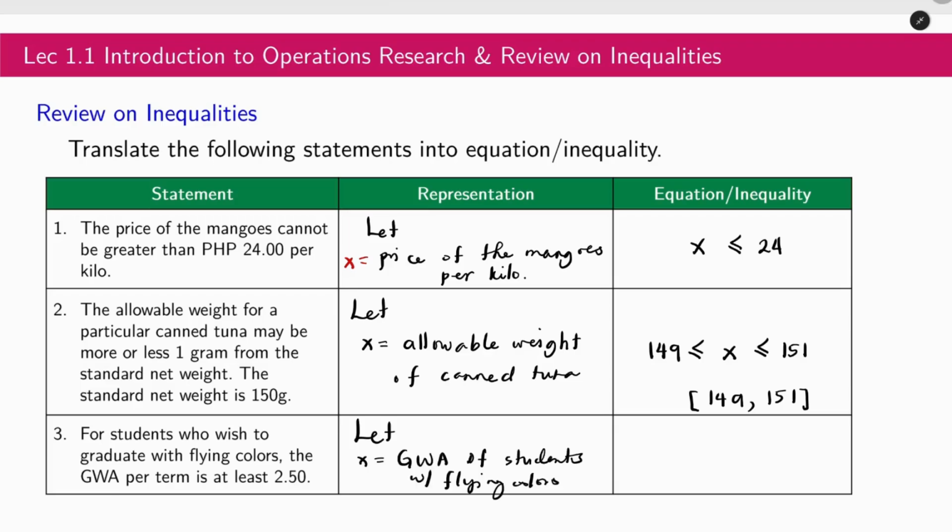Number 3. Okay, we have let x be the GWA of students with flying colors. Okay, it says here for students who wish to graduate with flying colors, the GWA per term is at least 2.5.